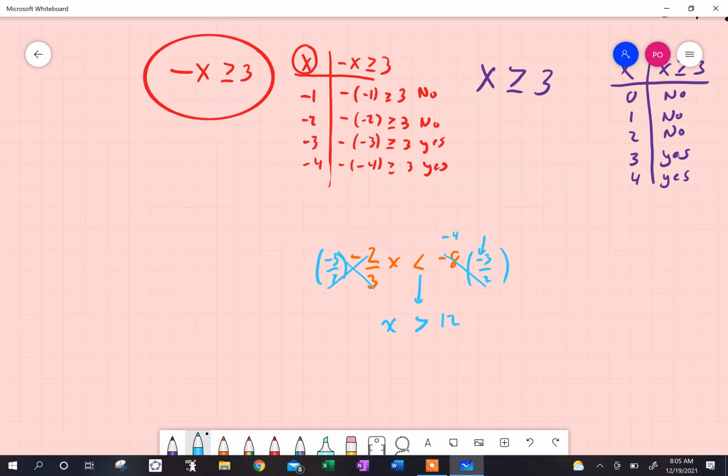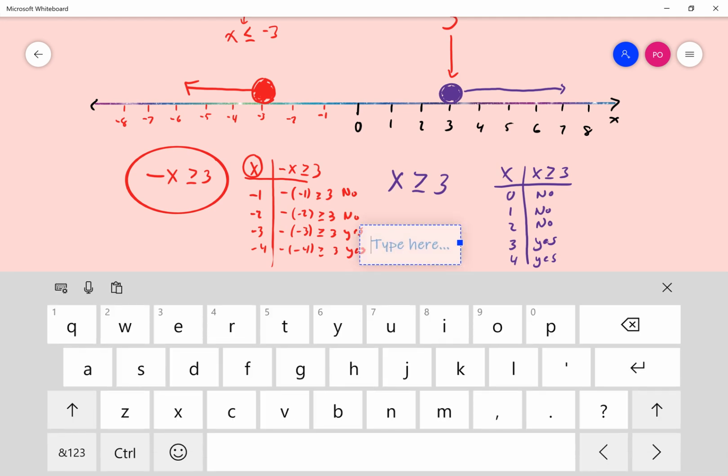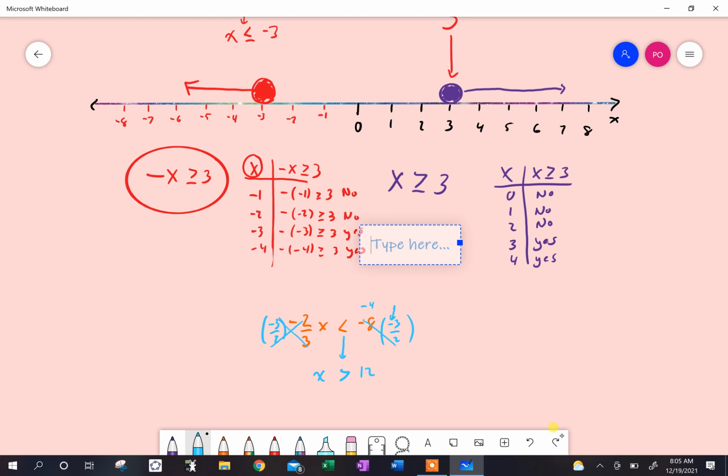So that's it. My point is this. When you are multiplying or dividing over an inequality with a negative number, you change the direction of the inequality sign.